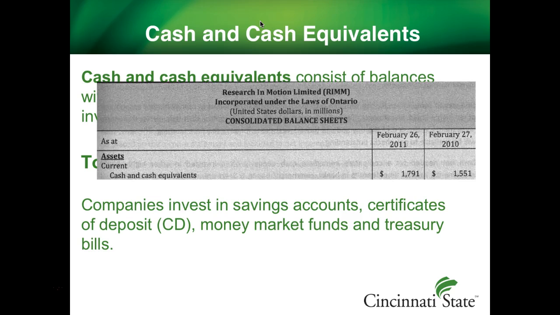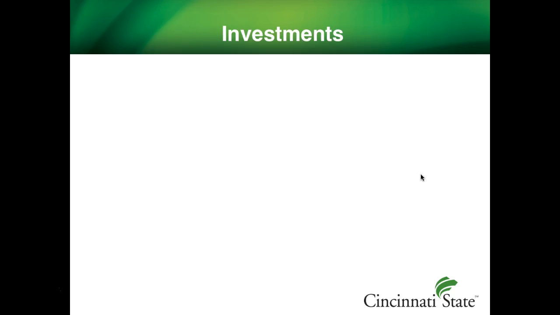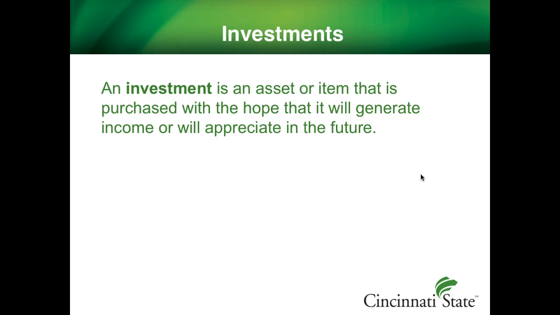You can see that the cash and cash equivalents at February 26, 2011 for Research in Motion Limited are $1,791 million. The note disclosing their cash policies is as follows. Cash and cash equivalents consist of balances and liquid investments with maturities of 3 months or less at the date of acquisition. An investment is an asset or item that is purchased with the hope that it will generate income or will appreciate in the future.